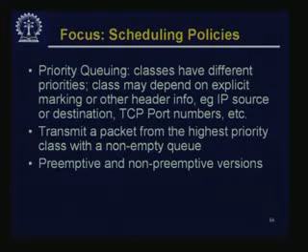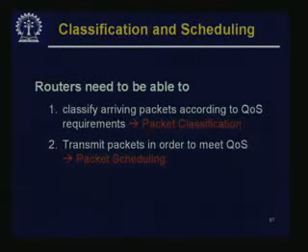In priority queuing, we have classes with different priorities, and the class may depend on explicit marking or other header info, for example, IP source or destination, TCP port numbers, etc. Transmit a packet from the highest priority class with a non-empty queue. This has a preemptive or non-preemptive version. So, this is the kind of scheduling policy which you might have.